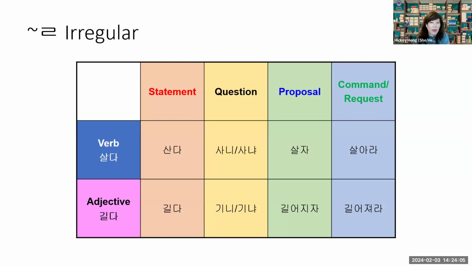살자, let's live. And then 길다 is an adjective, so 길다, because it's the same as dictionary form. 기니, 기냐, is it long? 길어지자, let's make it long. 길어져라, let something become long.